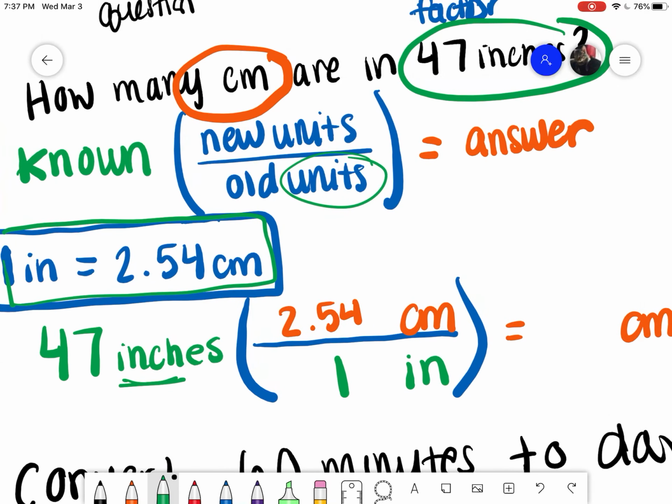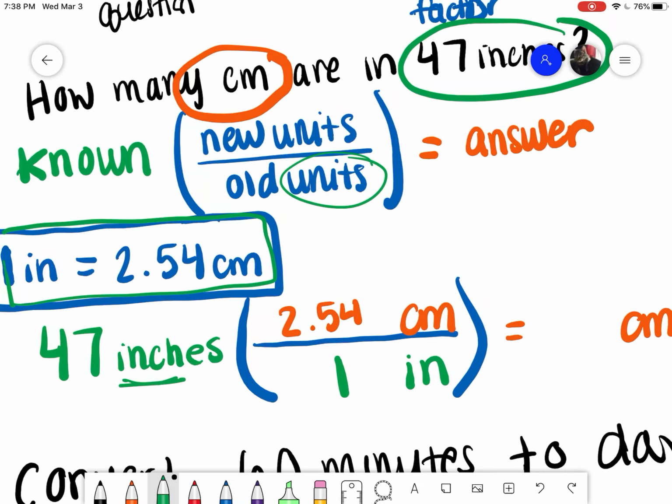So far, we have written our entire formula before we have found our answer. So they asked us how many centimeters are in 47 inches. We are looking for centimeters. That's what we want. And they give us 47 inches to start with. So we use those 47 inches as our known. And then to get it into centimeters, we use the conversion factor they gave us: 1 inch equals 2.54 centimeters.